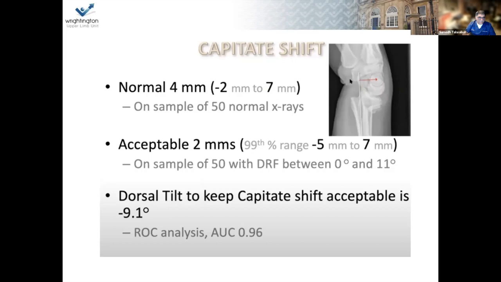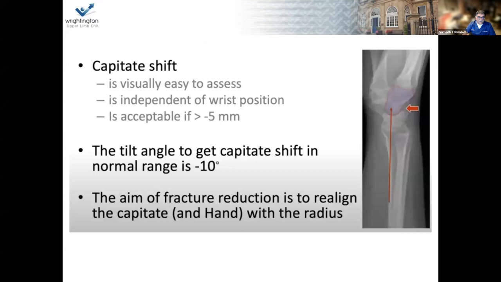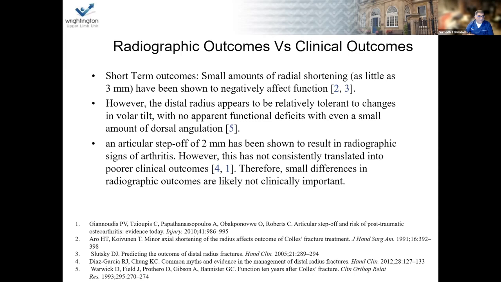Now we know that we tend not to walk around the earth with goniometers, and I personally find the capitate shift quite a good method, a good index to get a handle on the dorsal tilt and in terms of acceptability. But this is all very well. How do these radiographic outcomes really compare with clinical outcomes? And once again, you have a bit of a mismatch.